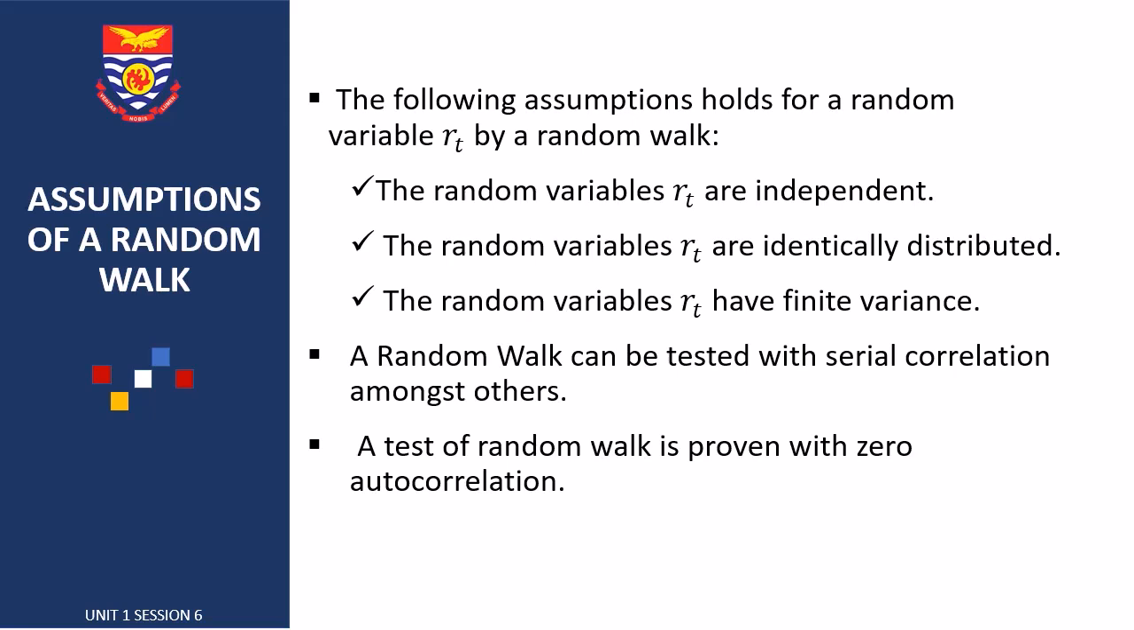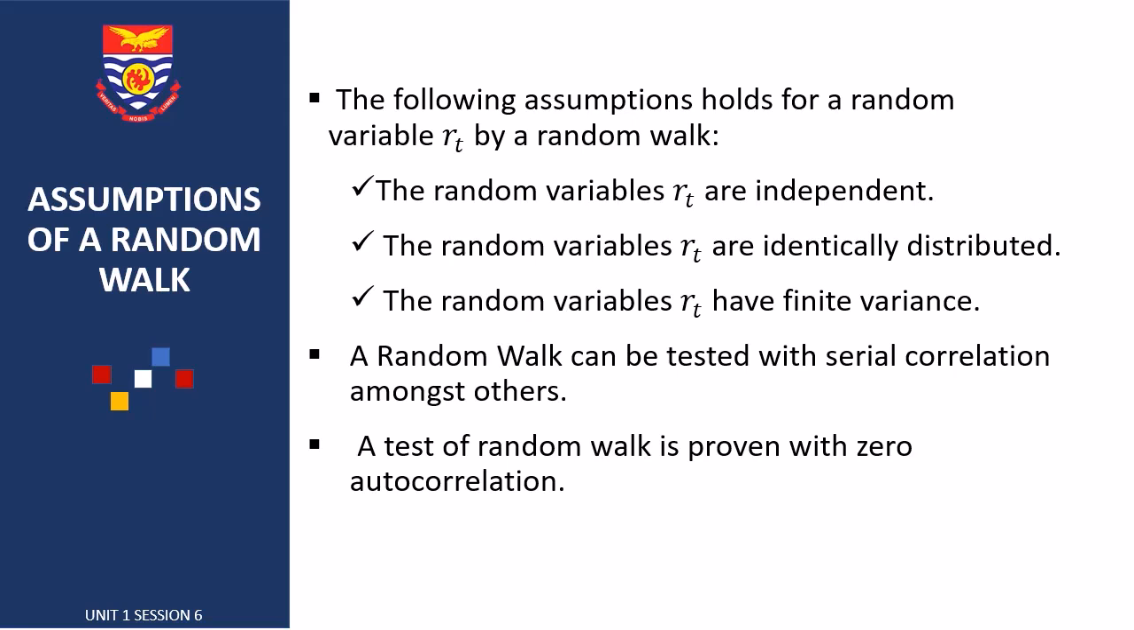By identical distribution, we are simply saying that the statistical properties of that asset, like the mean, the standard deviation, and other attributes of the probability distribution, do not change over time. And finally, the random variables r_t have finite variance. So the variations in the returns of the variable are finite.